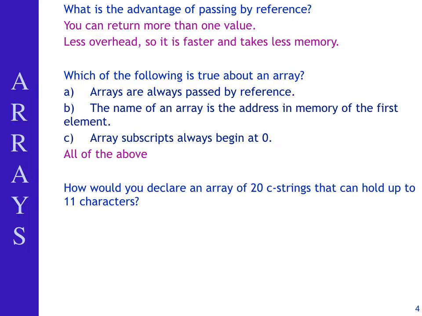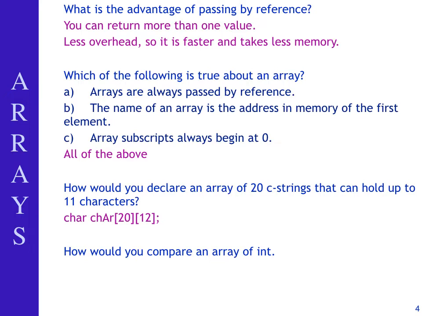How should we declare an array of 20 C strings that can hold up to 11 characters? So let's think: each C string is already an array. With 11 characters, we need to put a null termination, so there will be 12 elements, and there are 20 of those. So it becomes a two-dimensional array. The first dimension is the 20, then the second dimension is the 12. So char AR[20][12].